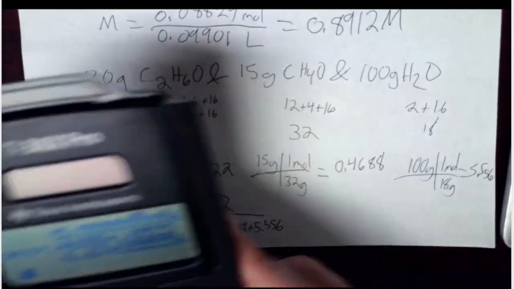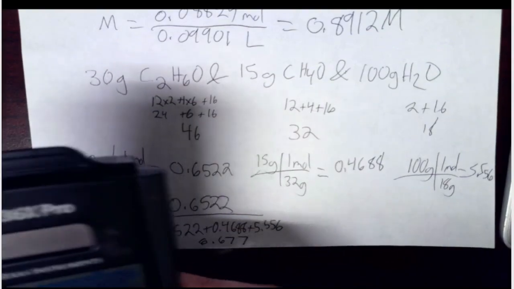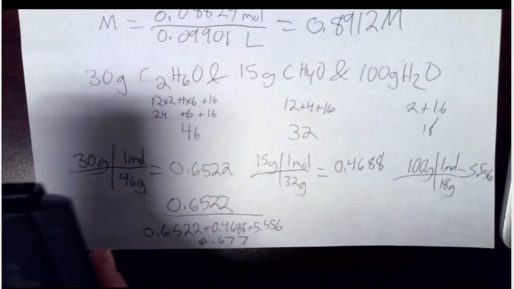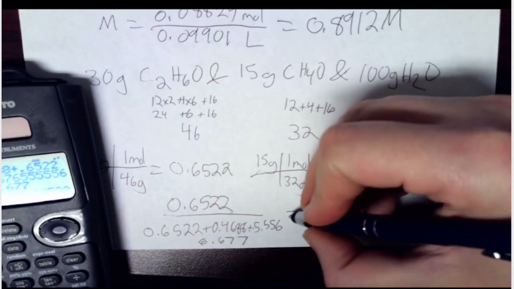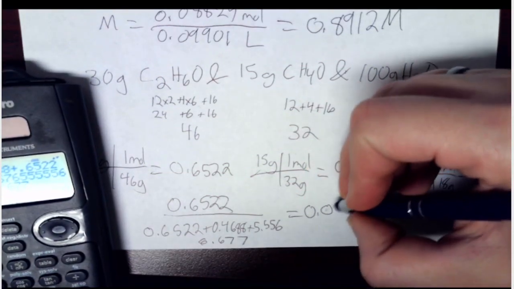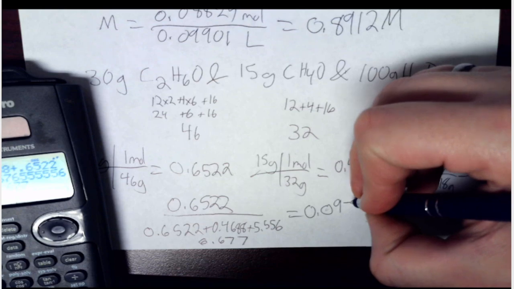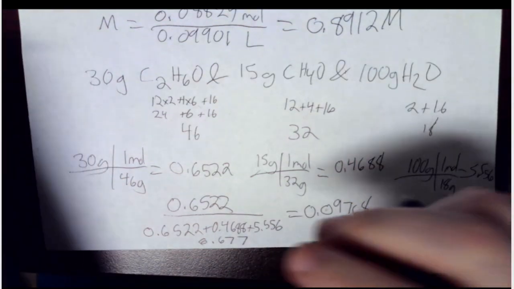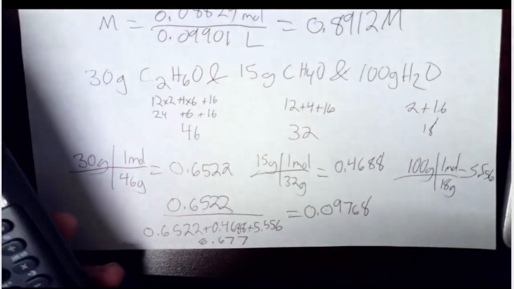So 0.6522 divided by 6.677 is 0.09, we'll say 0.0968, like 9%, close to 10%.